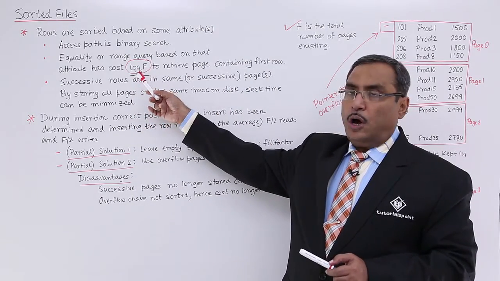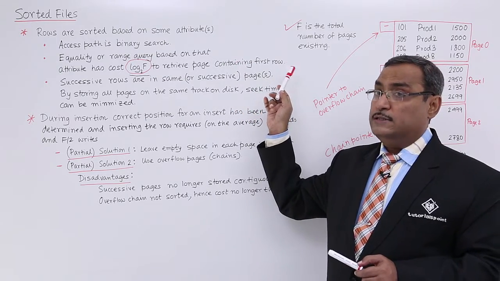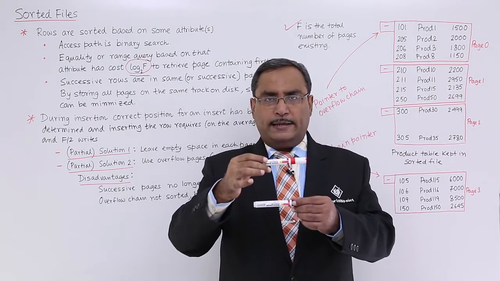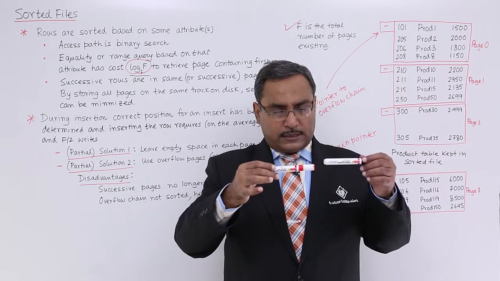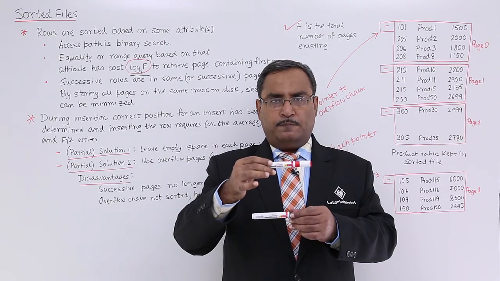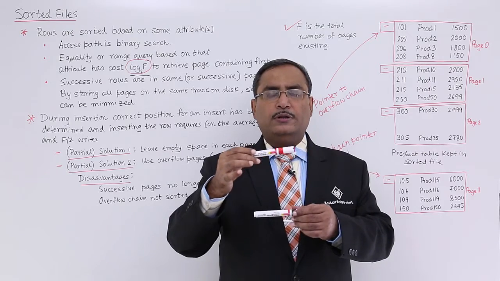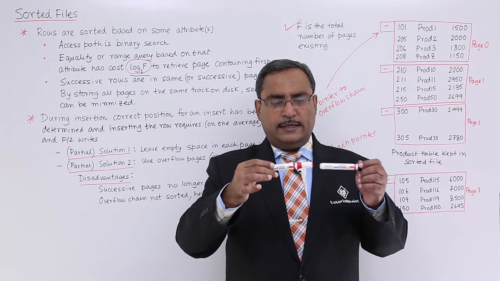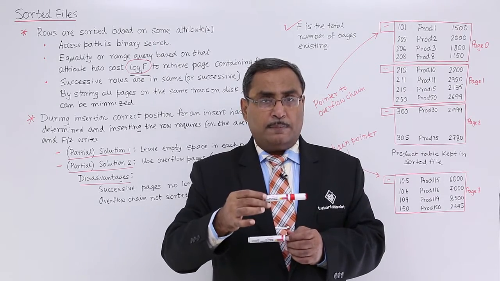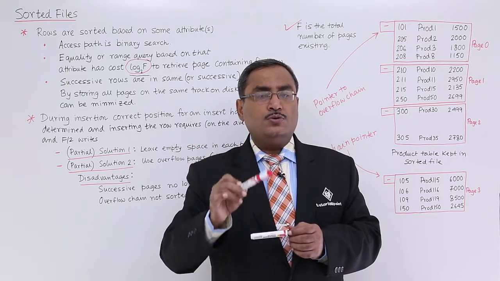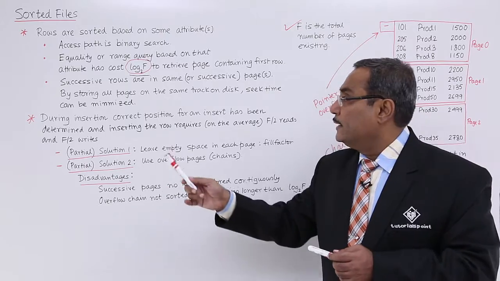So log of f to the base 2 to retrieve the page containing the first row. Now what is the first row? We have 10 tuples selected against the range search, a bunch of tuples in between those product ID ranges, and this is the first tuple of the range. So to reach the first tuple of the range, the searching complexity will be log of f to the base 2, where f is the total number of pages existing in the system.